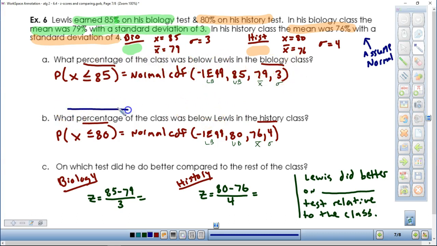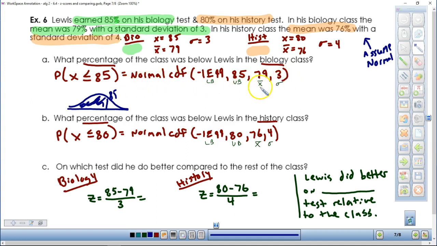So if we think of this normal curve here, what we're asking is, if Lewis made an 85, what percent scored below him? Normal CDF is how we've learned to deal with this question. Since it's less than, we're going to go from our lower boundary or lower limit of -1E99, which is the biggest negative number our calculator can handle. Our upper boundary or upper limit is 85. The mean for Lewis's biology test was 79, and the standard deviation was 3.